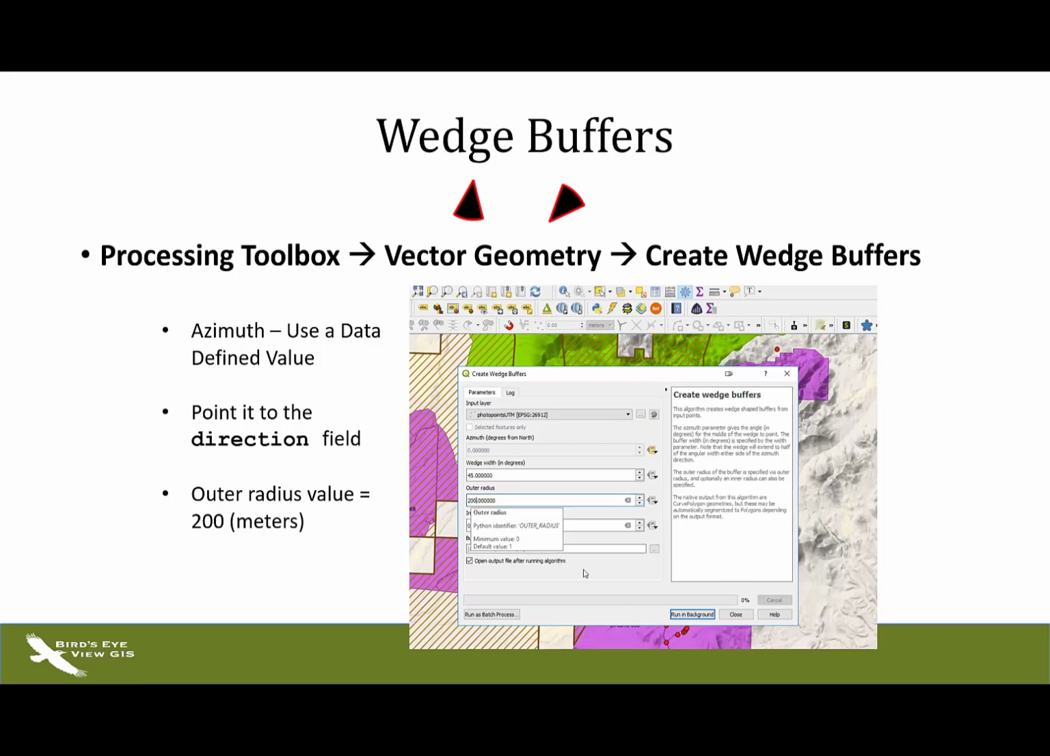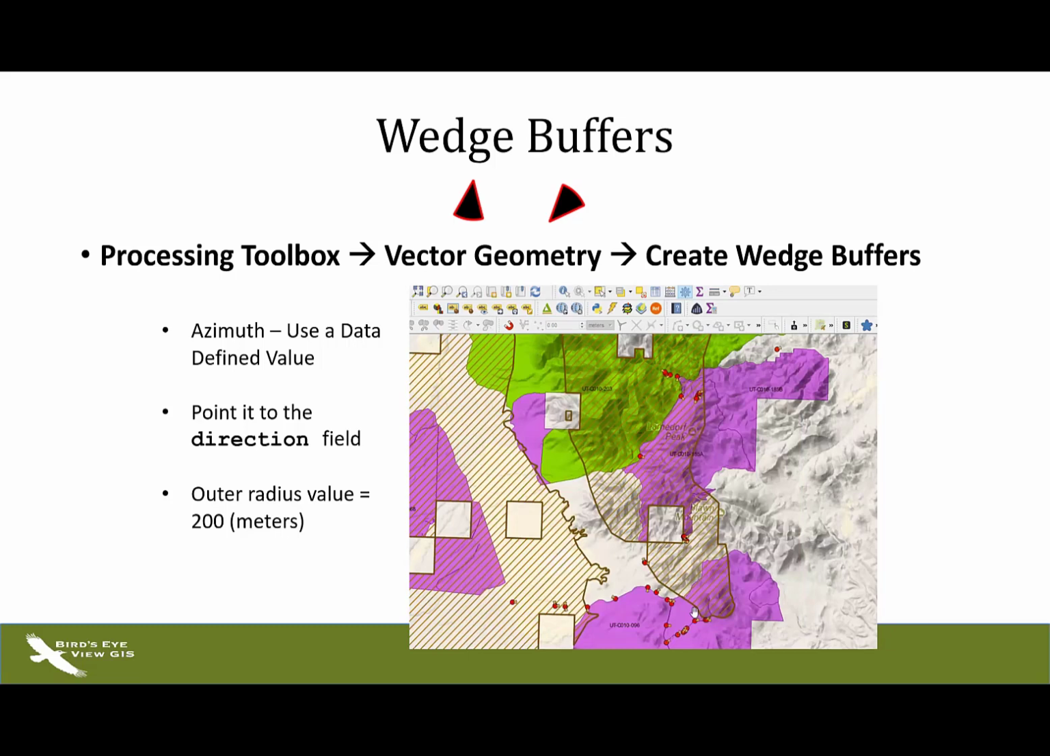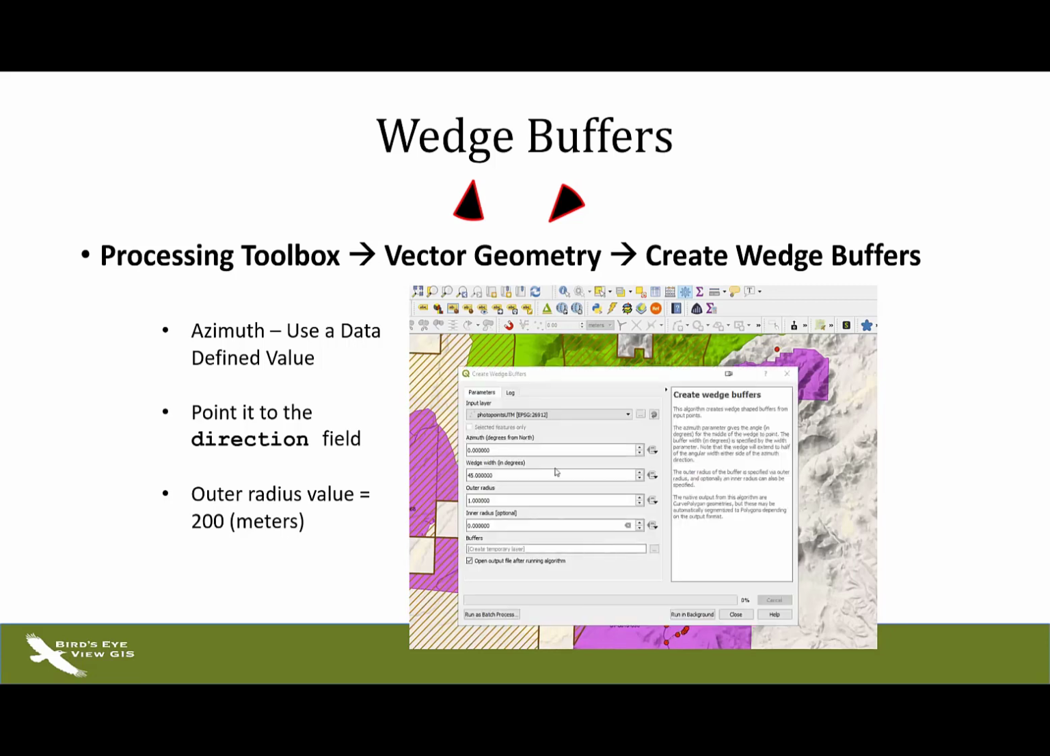So here what we're going to do is generate what are called wedge buffers. Wedge buffers are like regular buffers, but they're shaped like a pie slice. So what we can do here is, in the vector geometry portion of the toolbox, find the create wedge buffer tool. And we're going to point it to the photo points UTM that we just reprojected as the input layer.